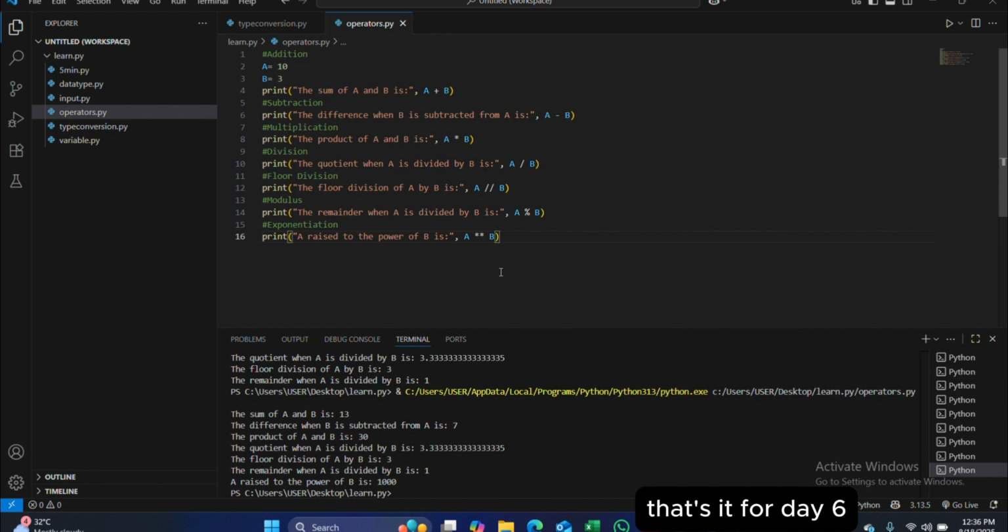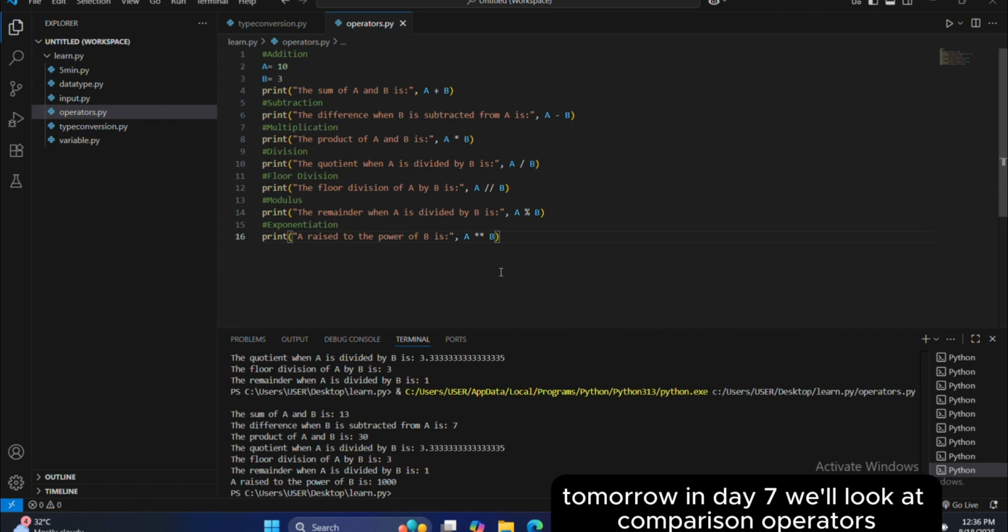That's it for day 6. Practice these operators with your own numbers and see what results you get. Tomorrow in day 7, we'll look at comparison operators.